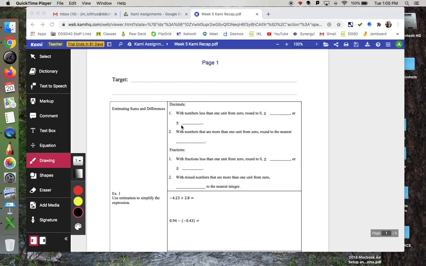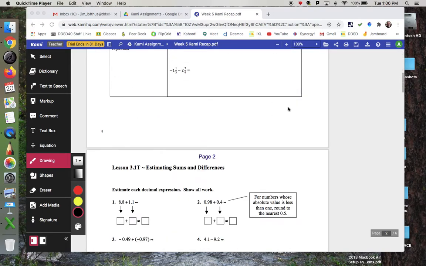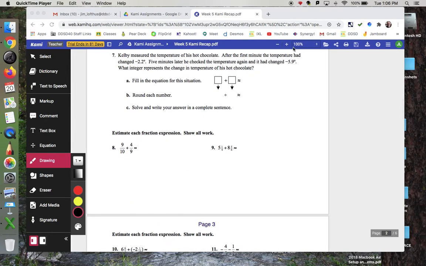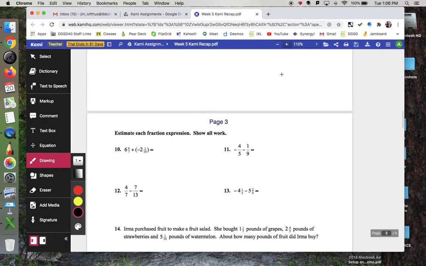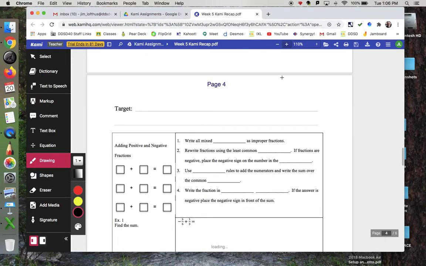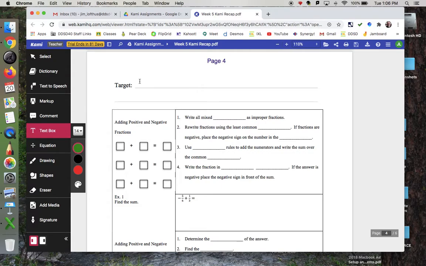This is a recap of Tuesday, October 20th. We went right in at the beginning to Kami week 5, and we skipped pages 1, 2, and 3, and we'll come back to those later in the week. And we worked on page 4, and I'll just write in the target here, and the target is to add real numbers.